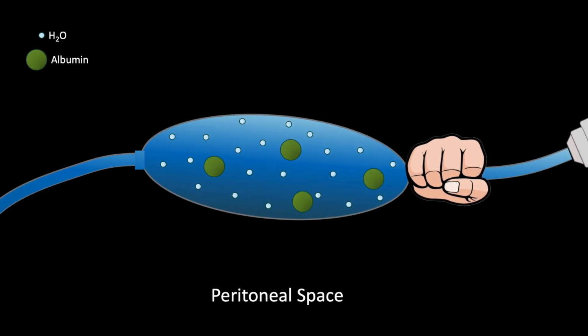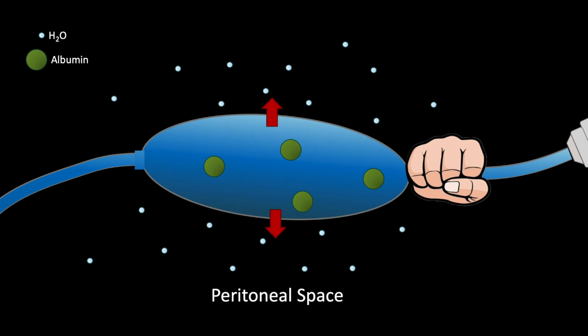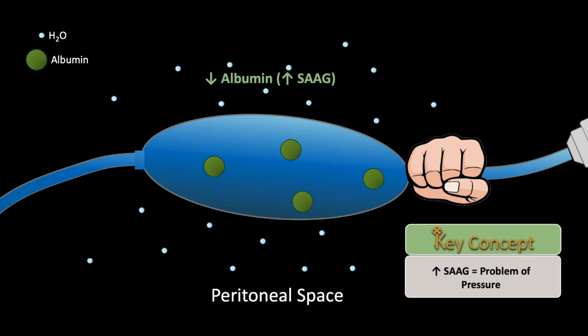Now, this increase in hydrostatic pressure causes water to diffuse out of the portal vein into the surrounding peritoneal space. Because there has been no disruption to the structural integrity of the system, larger molecules like albumin remain impermeable and therefore remain in the portal venous system and do not diffuse into the peritoneal space. Now, this leads to a low amount of albumin in the ascites, which means a high SAAG. And this brings us to our next key concept. A high SAAG indicates a problem of pressure, specifically high portal venous pressure, otherwise known as portal hypertension.